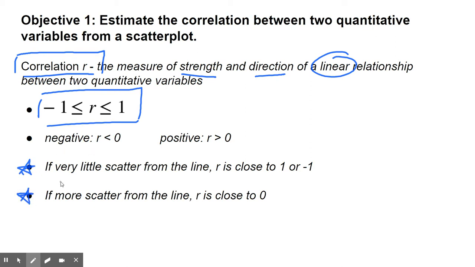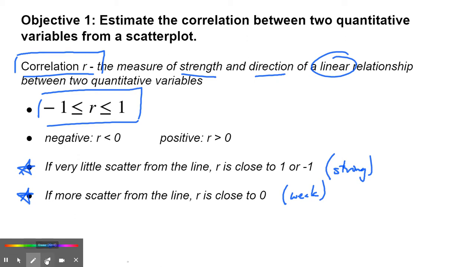And then here, talking about strength, right? So these two ideas talk about strength. If there's very little scatter from the line, that means all your points are tightly packed around this line, then r is going to be close to 1 or -1. That means you have a pretty strong correlation, right? Because your dots all kind of follow the linear pattern. But if there's more scatter from the line, then your r is going to be close to 0. And that means you're weaker. You don't have much of a pattern going on. They're just kind of sporadic dots. So be aware of that.